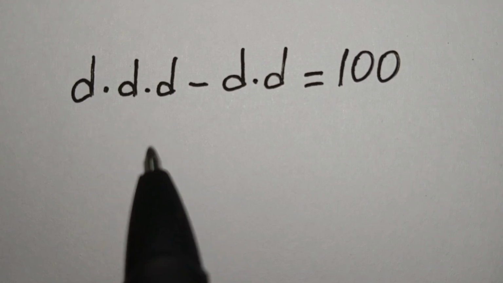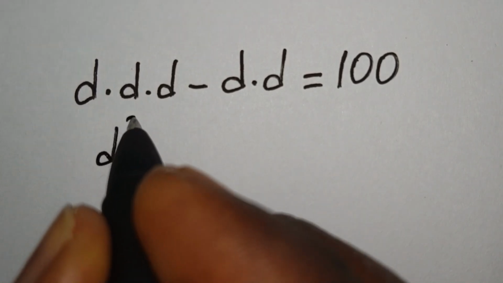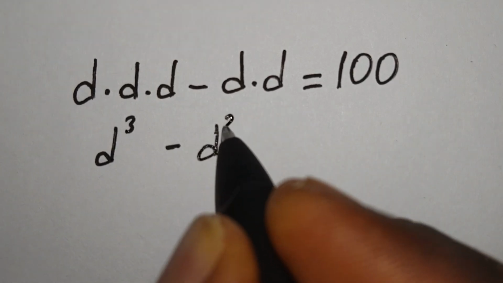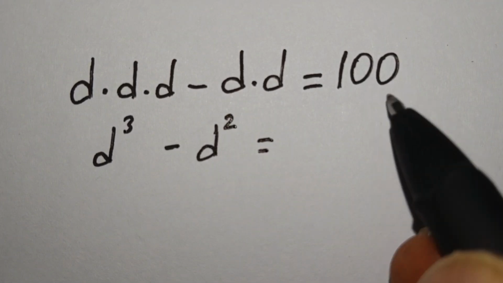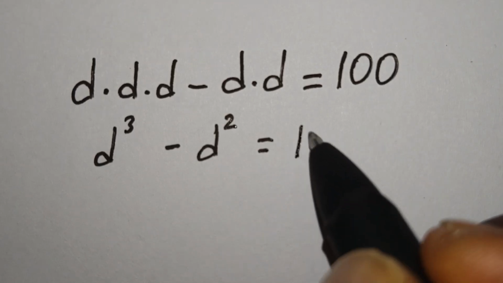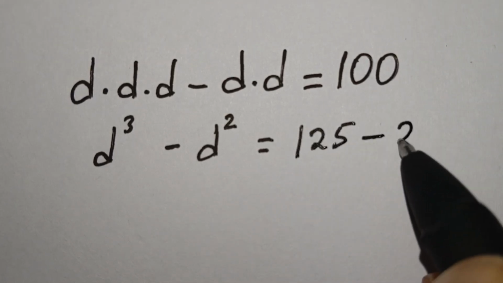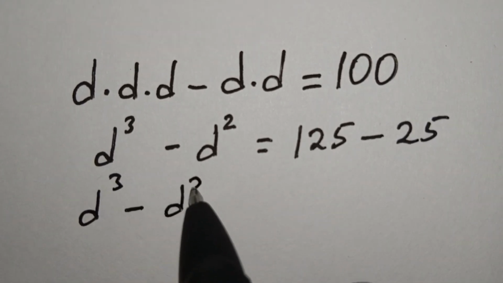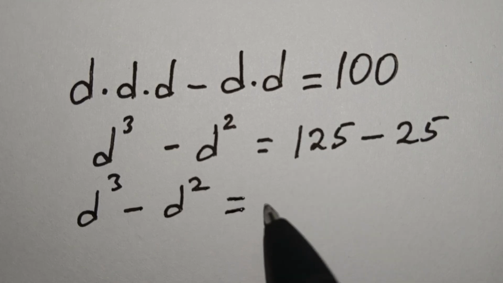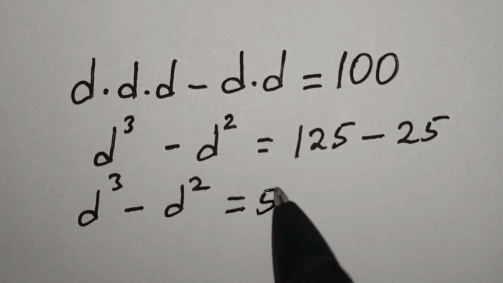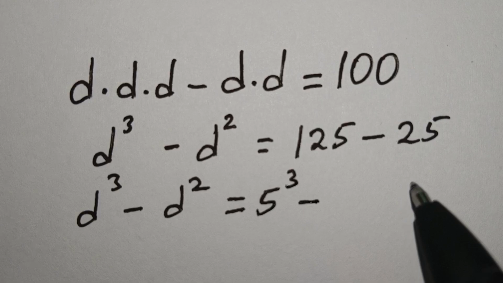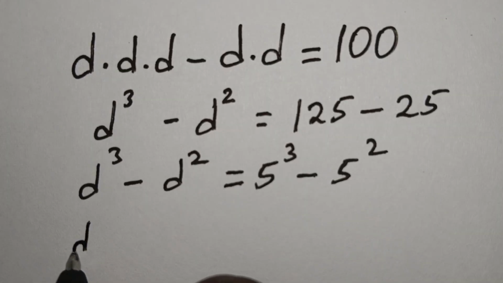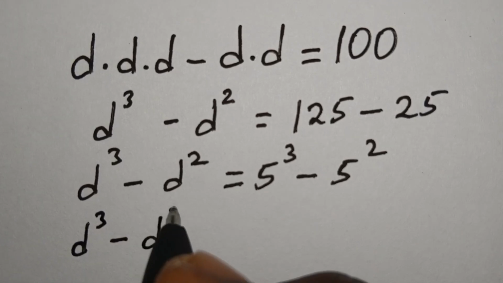D times D times D could be written as D to the power of 3, minus D times D, which could be written as D square, equal to 100. Also, this could be written as 125 minus 25. D to the power of 3 minus D square is equal to 125, which is the same thing as writing 5 to the power of 3 minus. Also, I can rewrite 25 as 5 square. D to the power of 3 minus D to the power of 2.